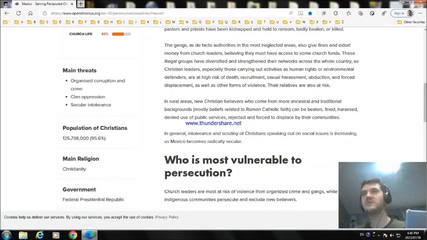The gangs, de facto authorities in the most neglected areas, also give fines to extort money, and church leaders are believed to have access to church funds. These illegal groups have diversified and strengthened their networks across the whole country. Christian leaders, especially those who carry out activities as human rights or environmental defenders, are at high risk of recruitment, sexual harassment, abduction, and forced displacement, as well as other forms of violence. Their relatives are also at risk.